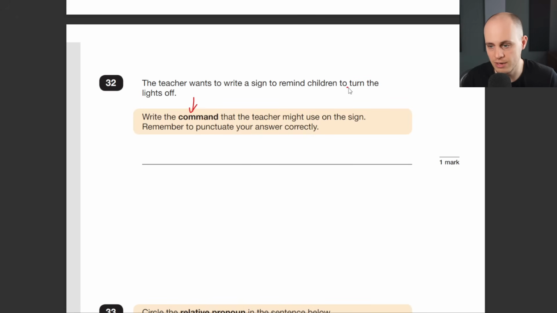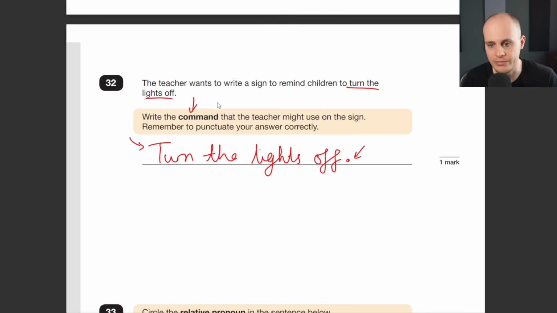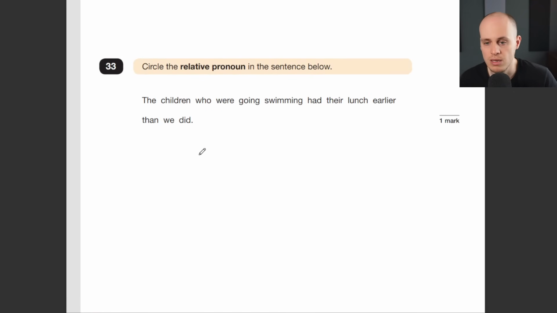I'm just literally going to write this. Turn the lights off. Full stop. Now, most kids find that fairly easy. They just forget to punctuate it. They won't do a capital T, or they won't do a full stop, or they'll spell lights wrong, even though it's right there. So just be careful of all that because it can lose you a mark. So it starts with a bossy verb. It's a command. Done.